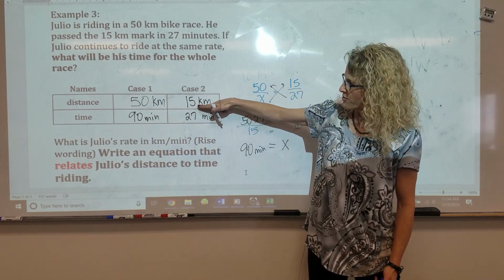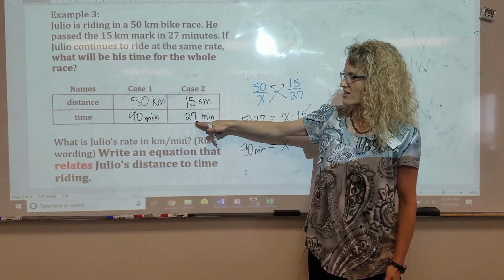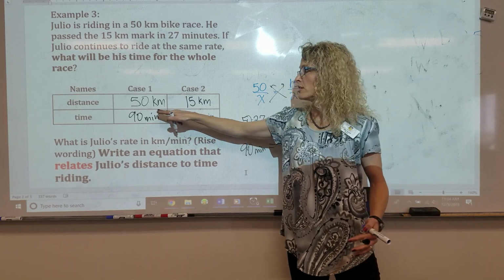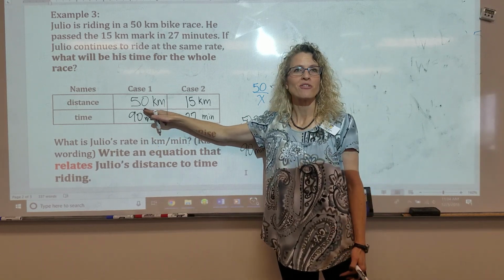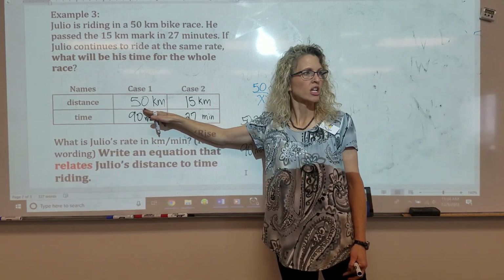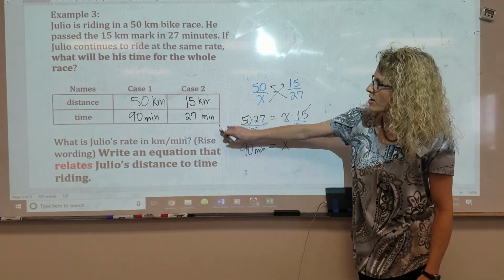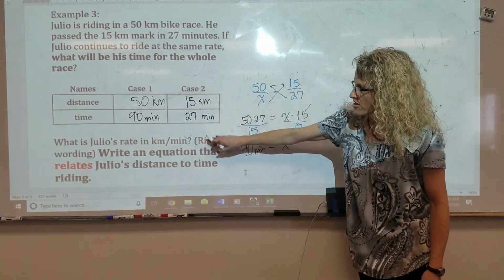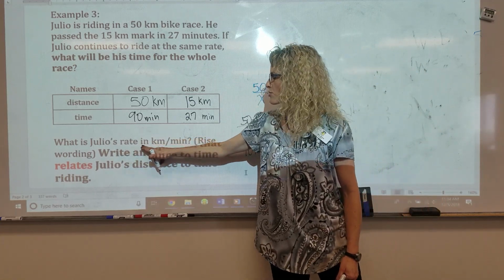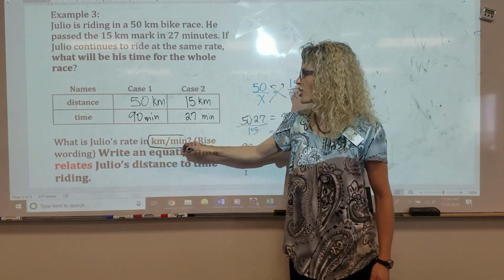If I biked 15 kilometers and it took 27 minutes, that's almost double. Is 90 almost double the 50? Yeah, it's proportionate. It makes sense. That's why these proportions work and help us out. Okay, that was the first question. Second question, what is Julio's rate in kilometers per minute?